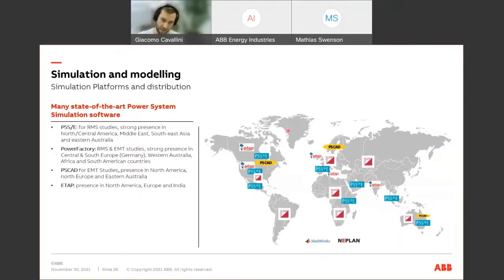But normally, when we face grid code compliance topics and discussions with the network operators, in most cases requirements are set on PSS/E, PowerFactory, or PSCAD. For example, that's typical for Australia, where PSCAD and PSS/E are requested by AEMO, right? While, for example, in South Africa, Eskom actually uses PowerFactory.